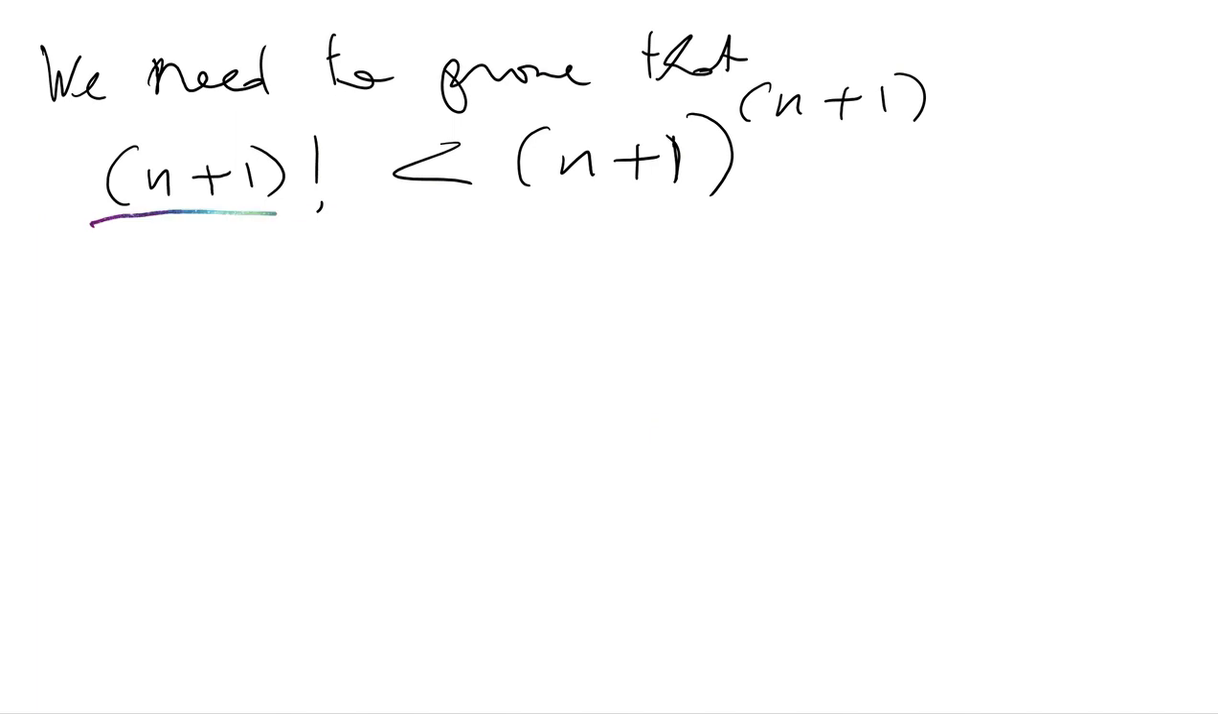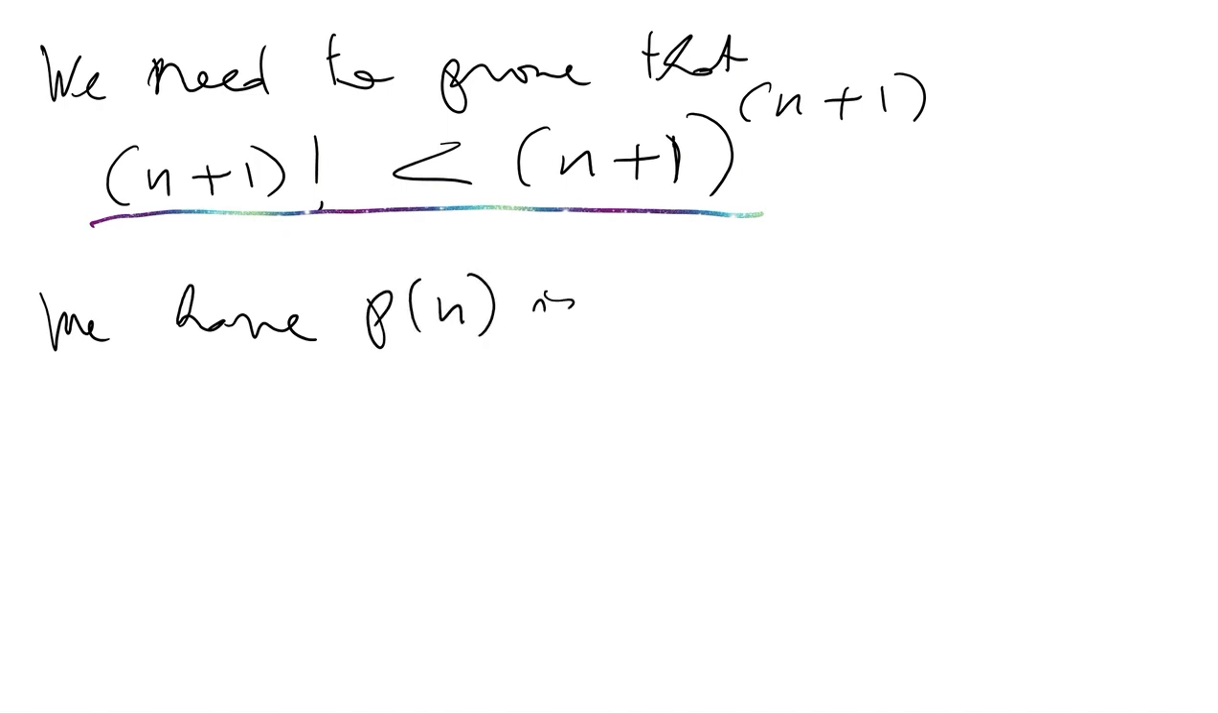So we must show this expression, right? In the inductive hypothesis, we assume that P of n is true. This implies we are saying that n factorial is less than n to the n, right? So how can I go from this expression to this? Usually you have to use your intuition here.